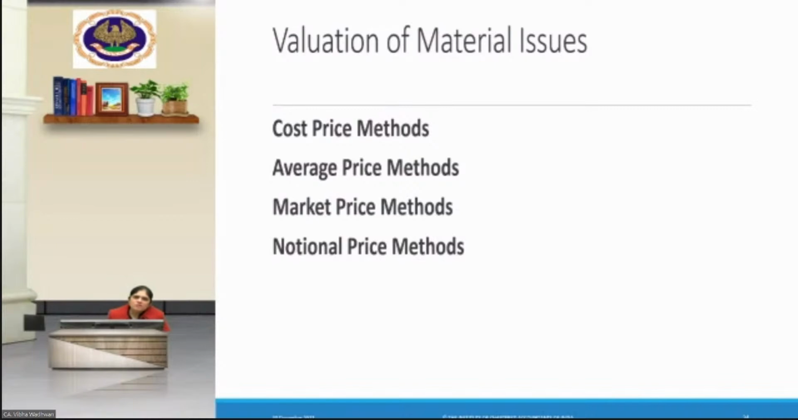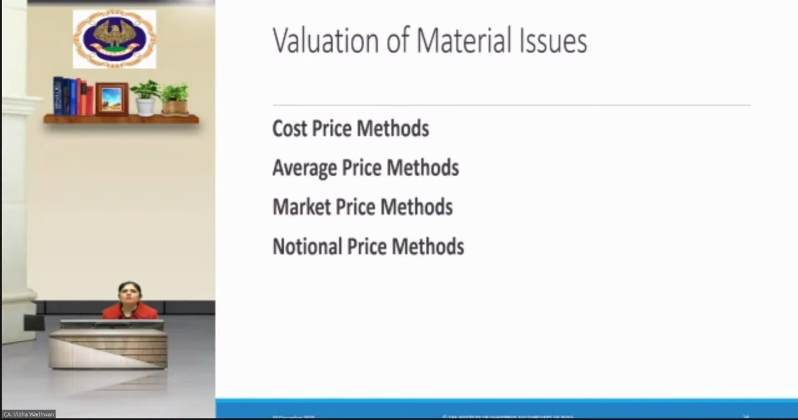Clear? Cost means whatever cost we are purchasing the material. Again, not the purchase price, but the whole lot of value which we have done. Clear? Average price, basically, we have two methods: simple average and weighted average. So average price methods dilute the individual lot of stock. All right. So the stock which has come in individual lots, we just ignore that.